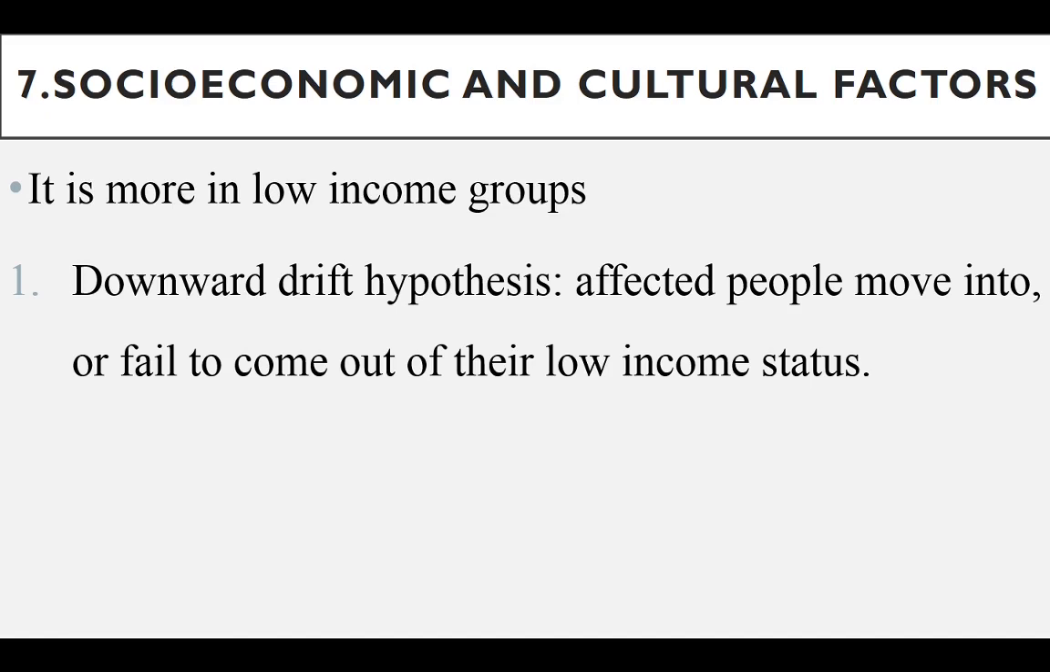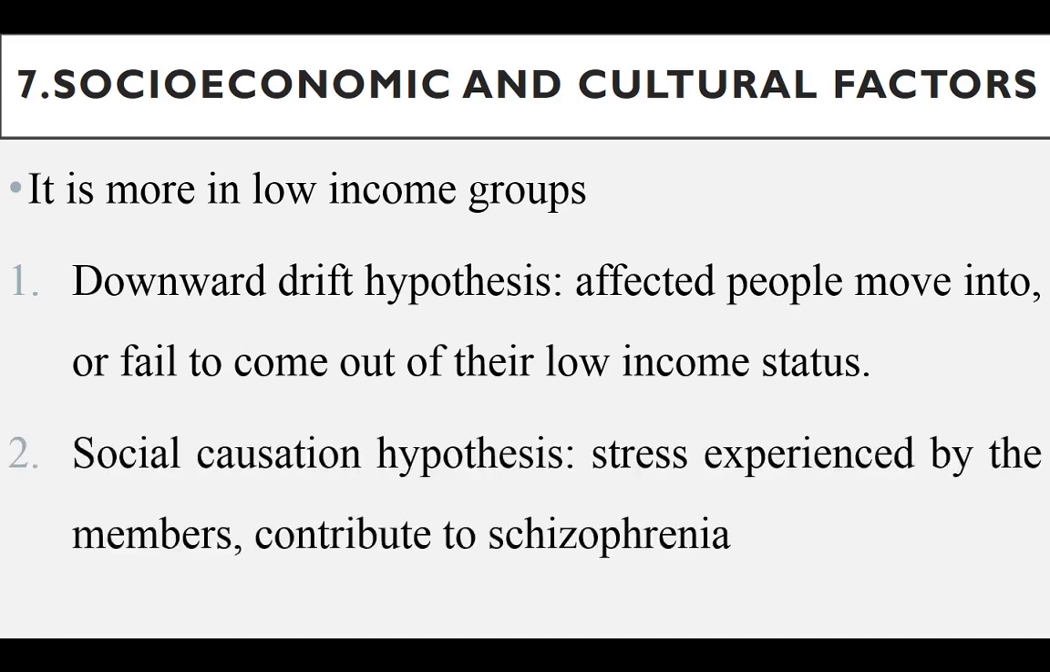Later on you will see that stress is also one of the factors, and stressors affect the neurotransmitters, or have an effect on the person, right? So they say that a person with low income status, plus other factors which favor schizophrenia, shows that it is more common in the low income groups. Social causation hypothesis: stress experienced by the members contributes to schizophrenia.